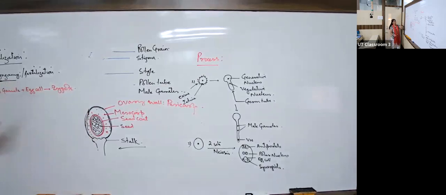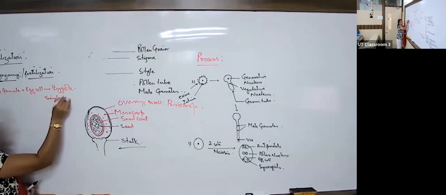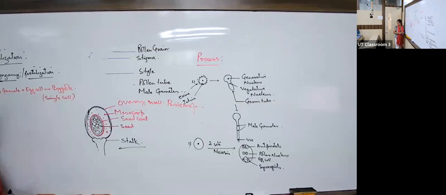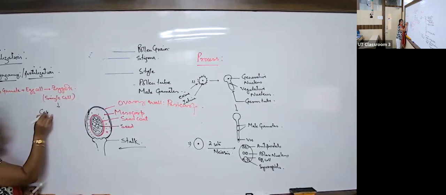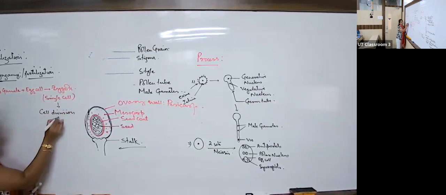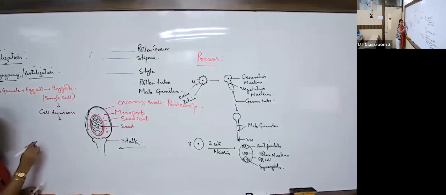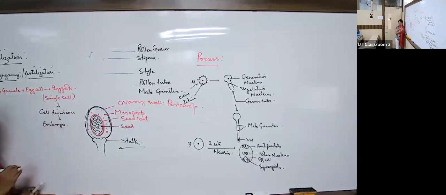So let us understand the steps in carrying out fertilization. This is of course given here in your book. What is meant by fertilization? What does it give rise to? It gives rise to a zygote. What is a zygote? A zygote is a single cell formed by the process of fertilization. Then what will be the fate of the zygote? The zygote will undergo the process of cell division, and after that, what will it give rise to? An embryo, a multicellular structure.